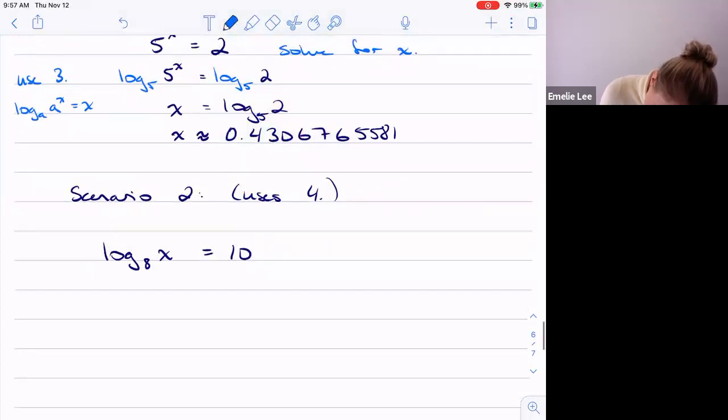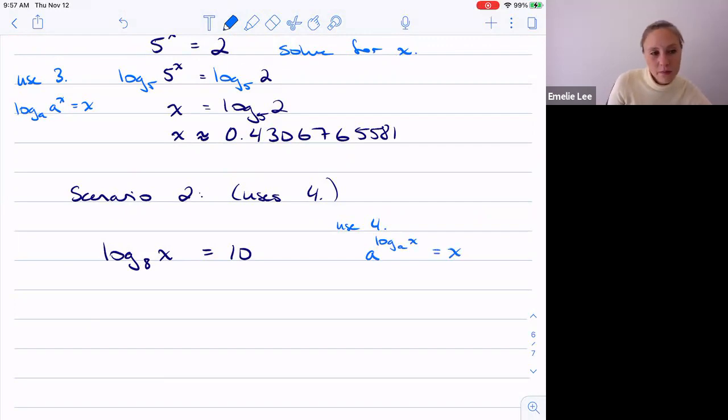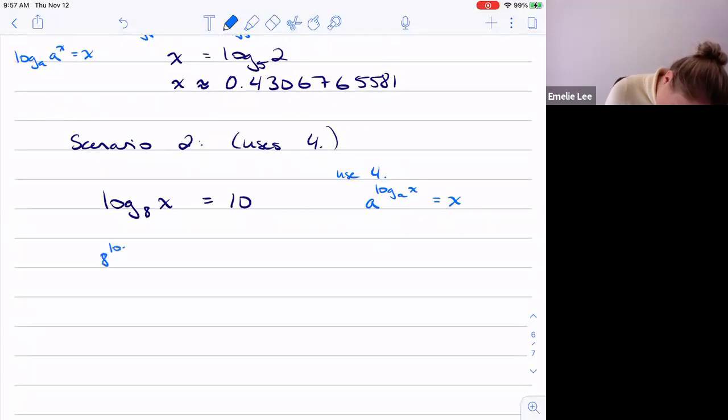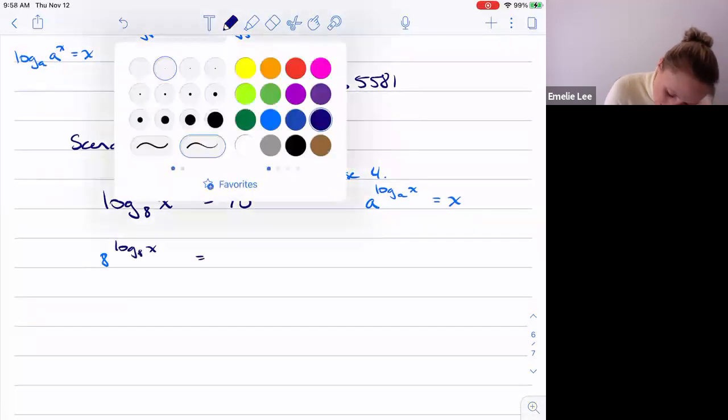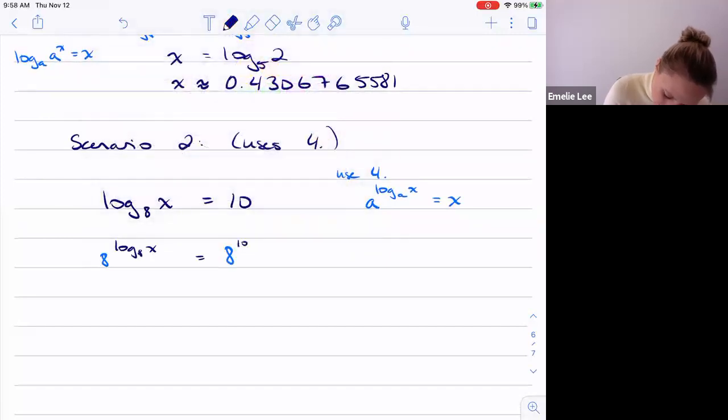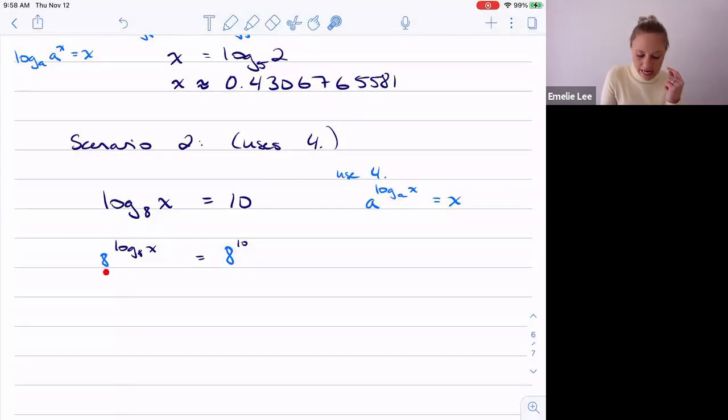Use 4, which says that a to the log base a of x equals x. So what we're going to do is have 8 to the log base 8 of x equals 8 to the power of 10. What you do to one side, you have to do to the other side. That's how we're going to get this x to drop out. From here, 8 to the log base 8 of x is just x. So x is 8 to the power of 10, which is going to be huge.